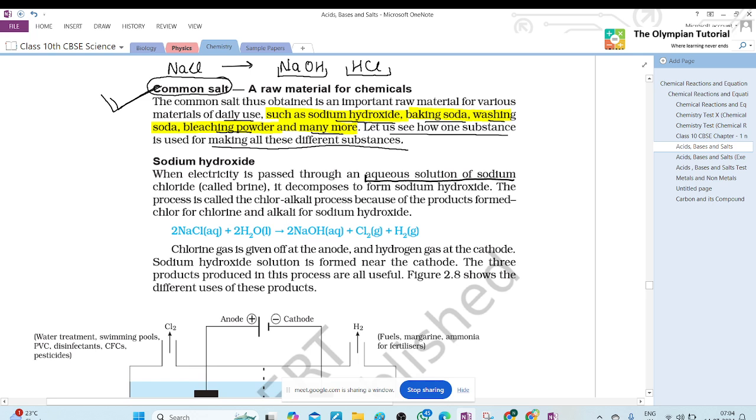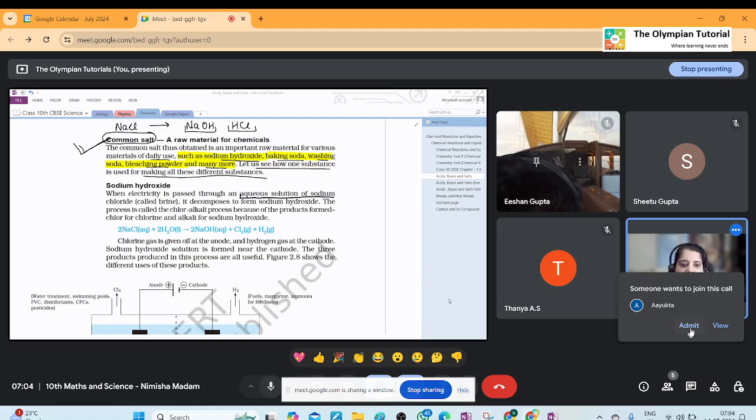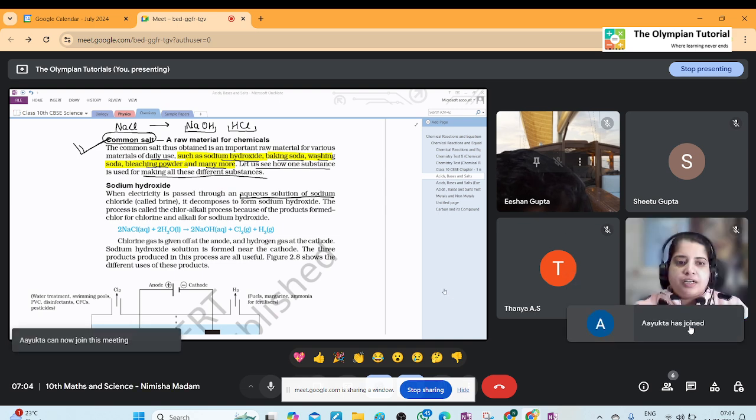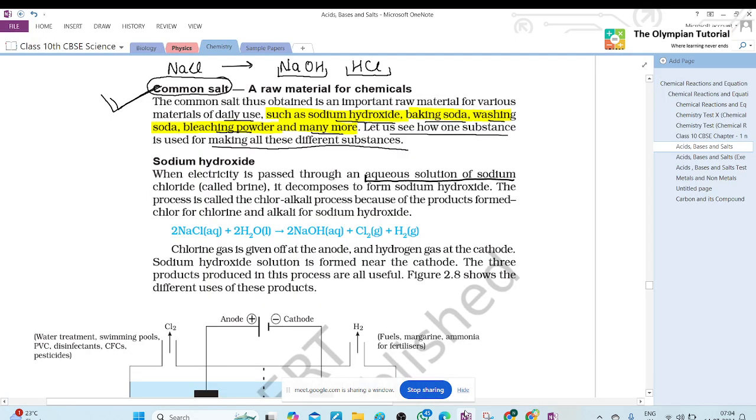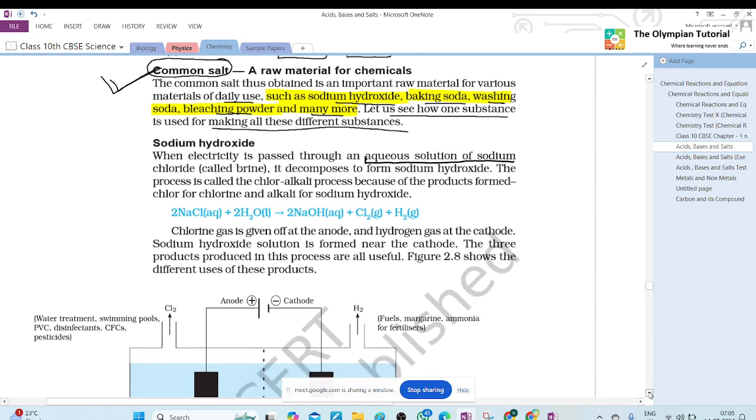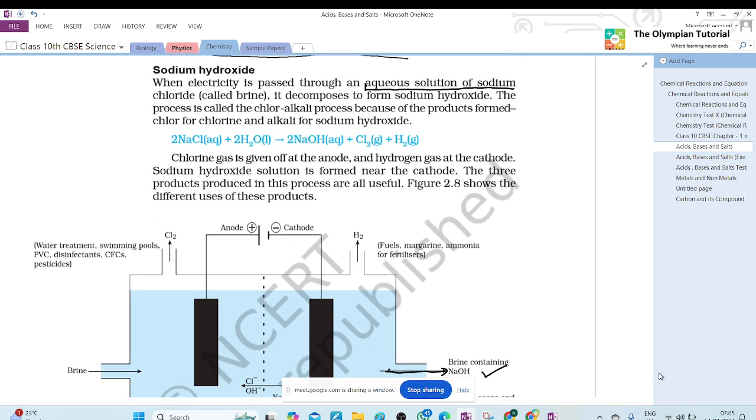Now we will study about NaCl. It acts as raw material for various substances. We will study about them in detail. So first is sodium hydroxide. What is the formula of sodium hydroxide? NaOH. Is NaOH a base or an acid?